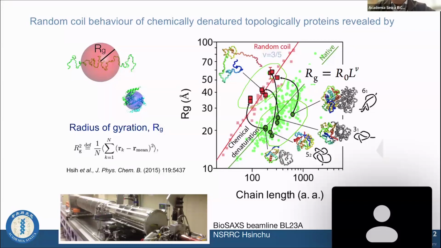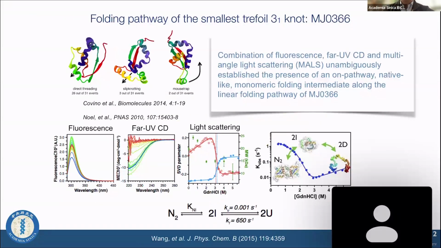So exactly what is keeping this knot closed under this denaturing condition is still something to be explored. We still don't know the answer to that. But this is a clear indication that this knotted protein remains knotted under denaturing condition. So I will not go into the details of what we did.